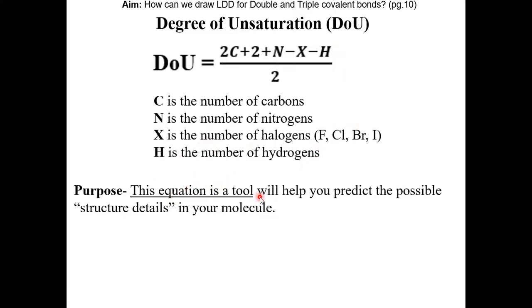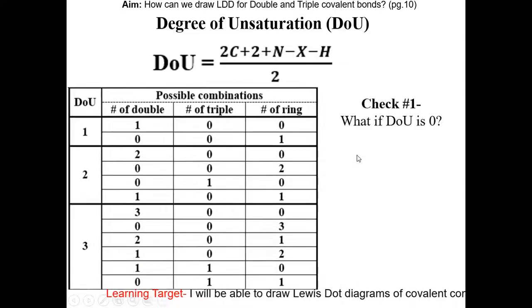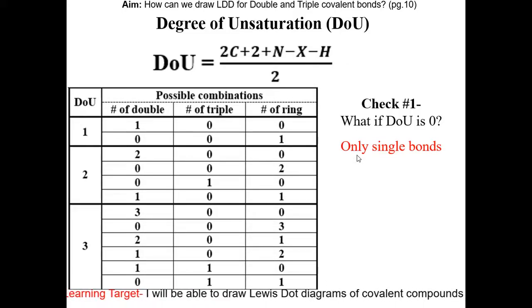So the purpose of this tool is to help you predict possible structure details in your molecule. Notice that this equation is not on your reference table. So how do we use it? Depending on the value of your degree of unsaturation, you can tell how many double bonds, triple bonds, or rings your molecule has. If your degree of unsaturation is 0, that means you only have single bonds in your molecule.